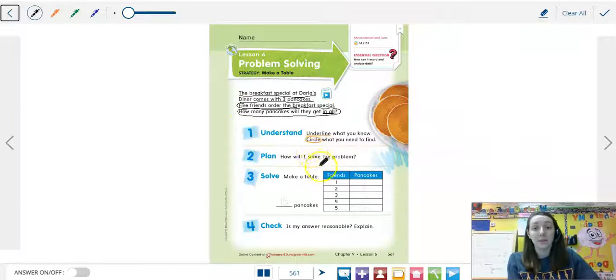The plan is how we're going to solve the problem. We're going to solve it by making a table with the friends on one side and the pancakes on the other. So we're going to make that table now. And you're going to go up by 3s every time. Watch what I mean by that.